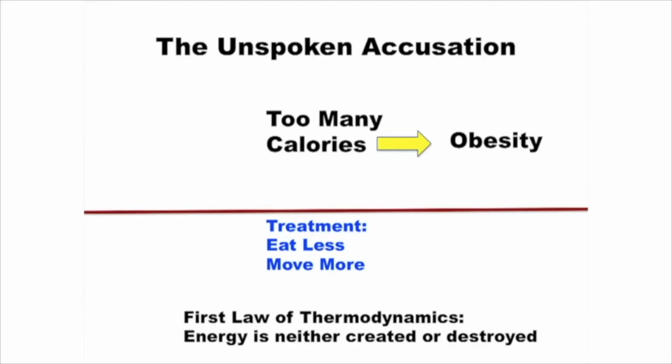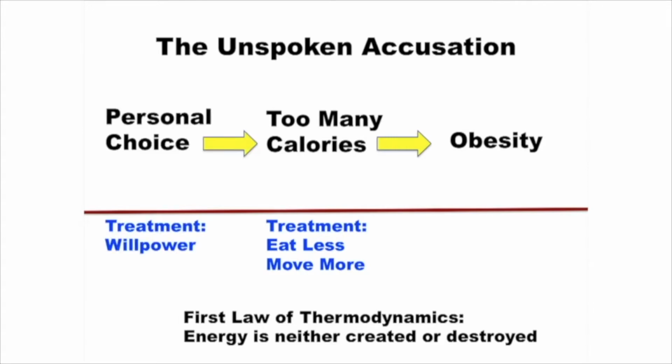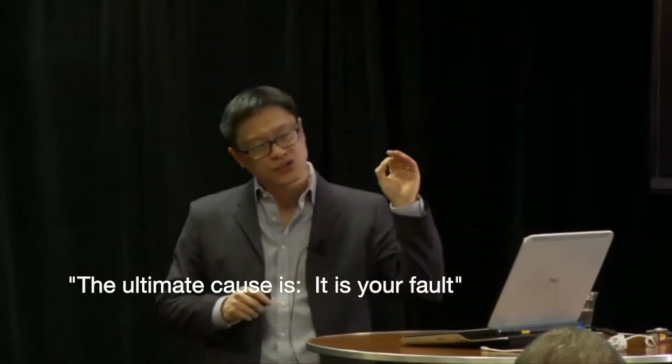So here's the way we think about obesity. Too many calories causes obesity. That's what everybody says, but that's really just the proximate cause. If you treat that, you're going to say eat less or move more. So this is the first law of thermodynamics, but it's also the unspoken accusation. And one of the most unfair things about obesity is that what we say is that this is the proximate cause, but the ultimate cause is it's your fault.